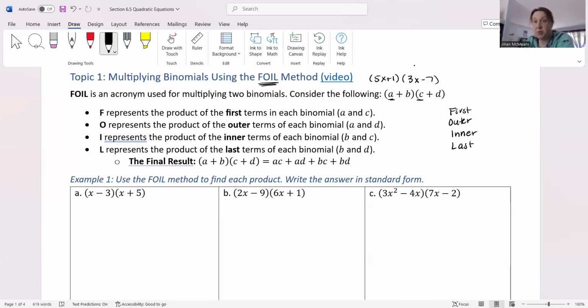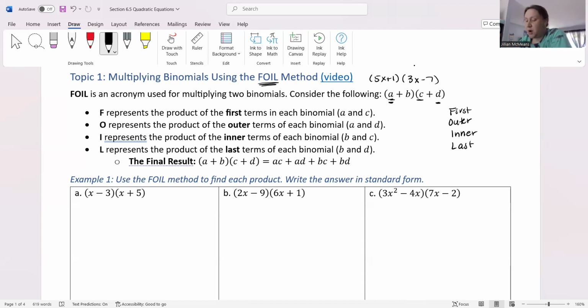So that tells us to multiply A and C. The O represents the outer terms of each binomial. So you have these two binomials sitting side by side. We're looking at the term at the very beginning and the term at the very end. So that would be looking at A and then D. Those are the outer terms. So we would multiply A and D next.